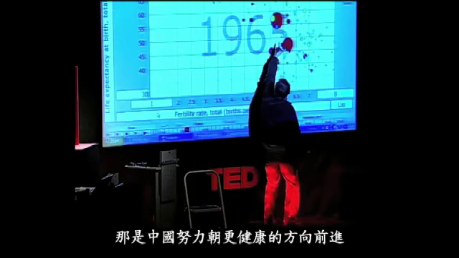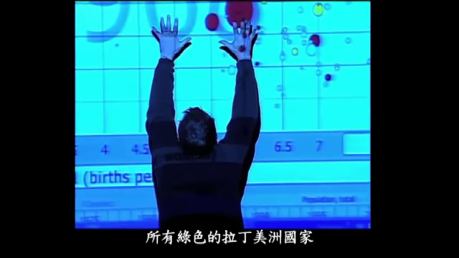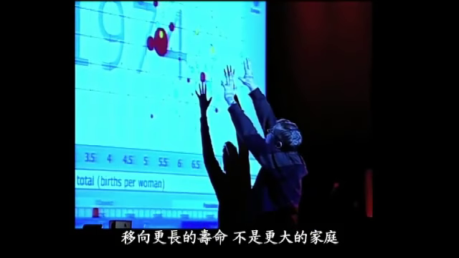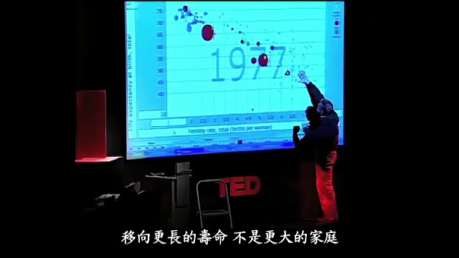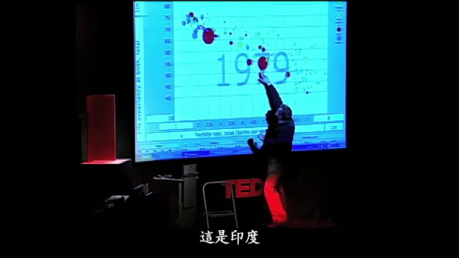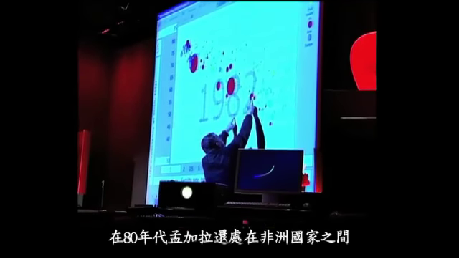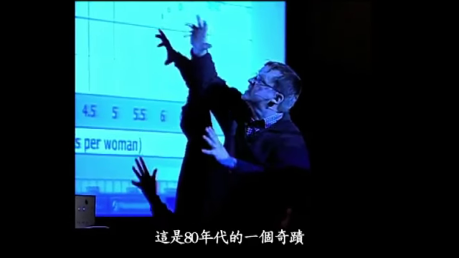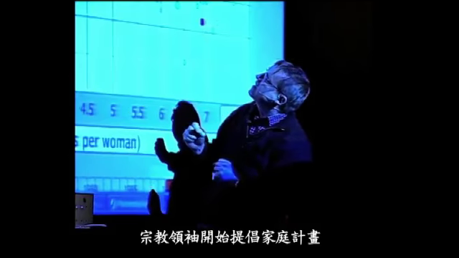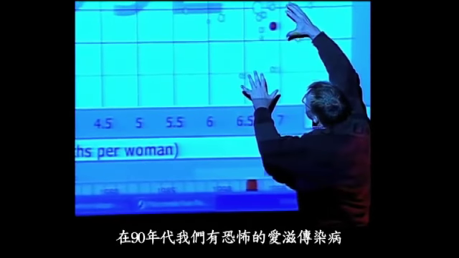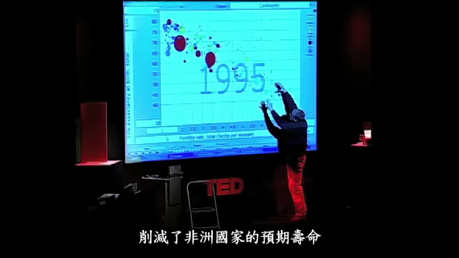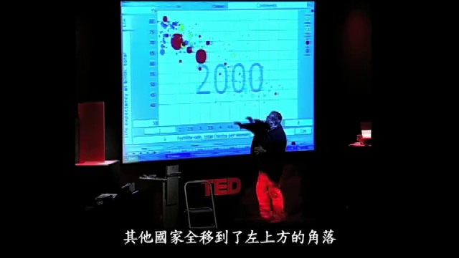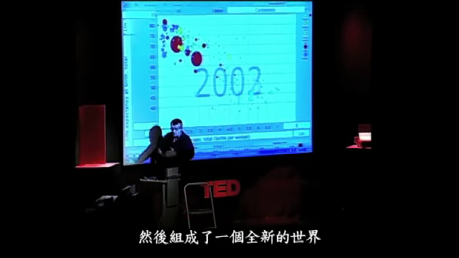It's China. They're moving against better health. They're improving there. All the green Latin American countries, they are moving towards smaller families. The yellow ones here are the Arabic countries, and they get longer lives, but not larger families. The Africans are the green down here, they still remain here. This is India. Indonesia is moving on pretty fast. And in the 80s here, you have Bangladesh still among the African countries there, but now Bangladesh, it's a miracle that happens in the 80s. The imams start to promote family planning, and they move up into that corner. And in 90s, we have the terrible HIV epidemic that takes down the life expectancy of the African countries, and all the rest of the world moves up into the corner where we have long lives and small family, and we have a completely new world.